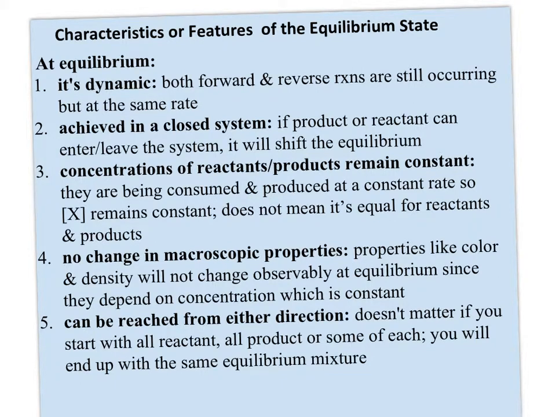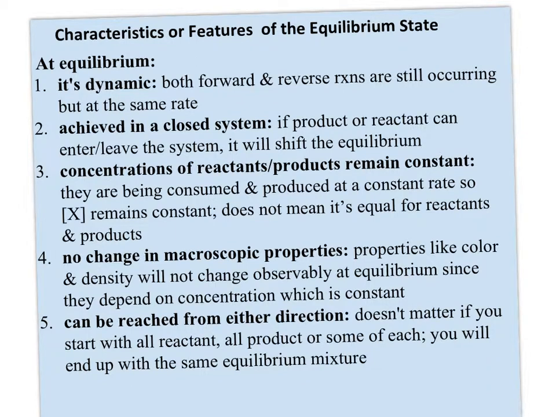So the equilibrium state is said to have 5 characteristics or features. First of all, it's dynamic, so both forward and reverse reactions are still occurring, but we can't see it on the macroscopic level. Second, it's achieved in a closed system. You're not allowing anything in or out of the system. No matter can come in or out. Even though energy can be exchanged, the amount of matter stays the same. Otherwise, it would shift the equilibrium. It would be like adding a product or reactant or removing one of them.